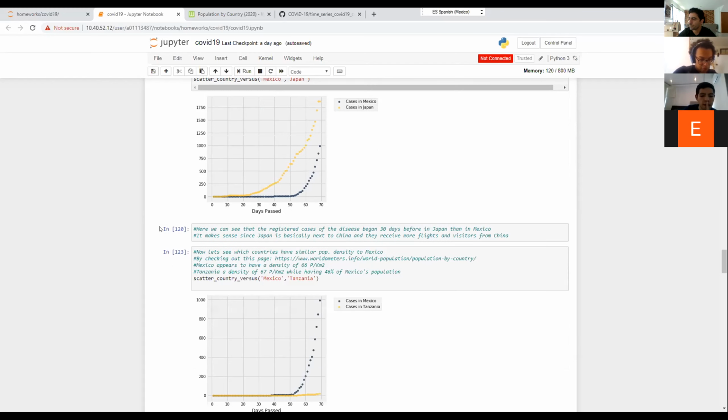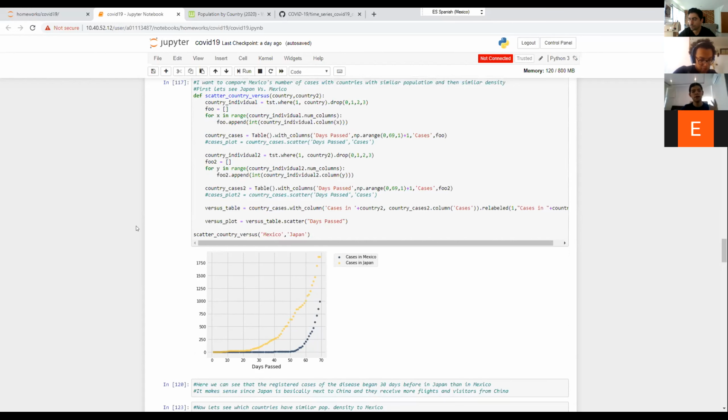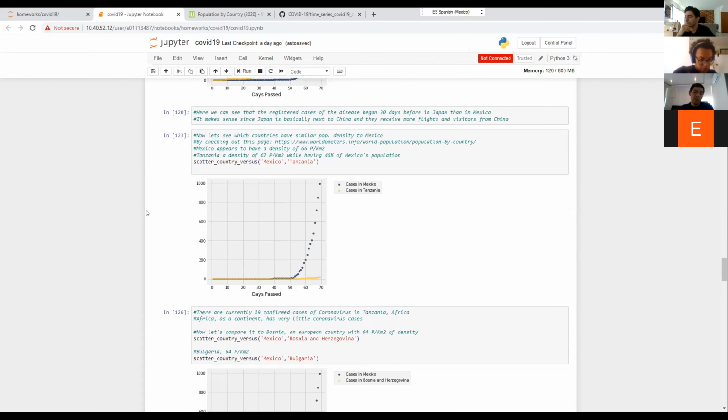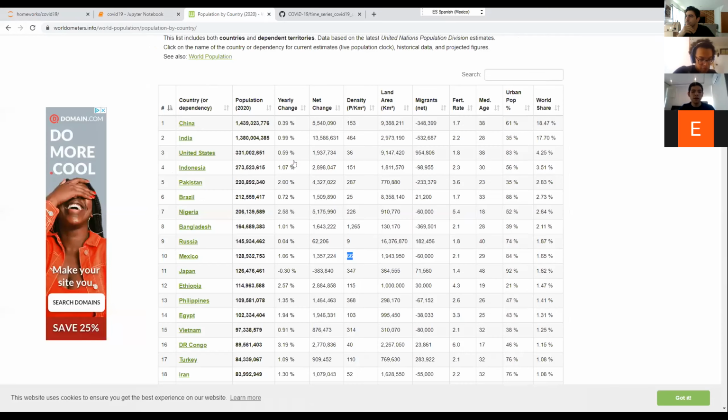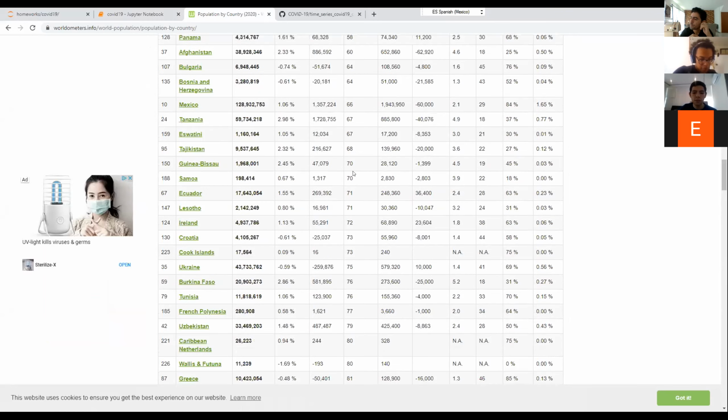And then, that's the criteria of population, but I wanted to see how it does with density, because density has to do with getting infected cases and such. So I sorted by density and searched for Mexico, which is about 66.